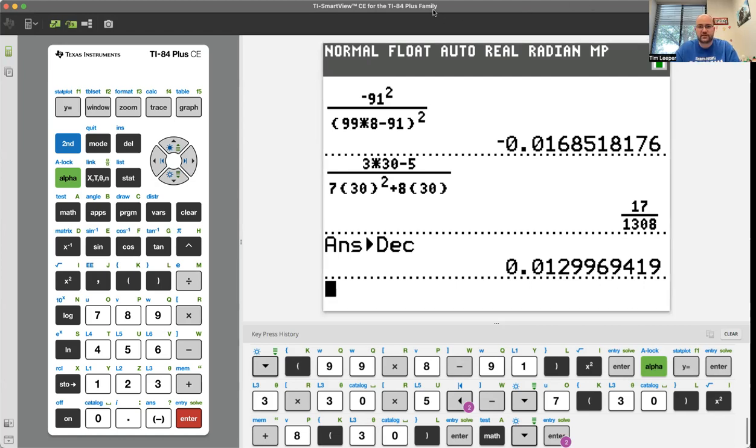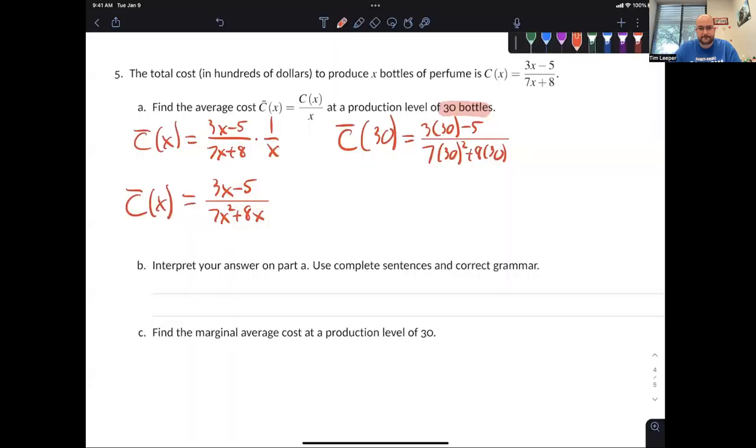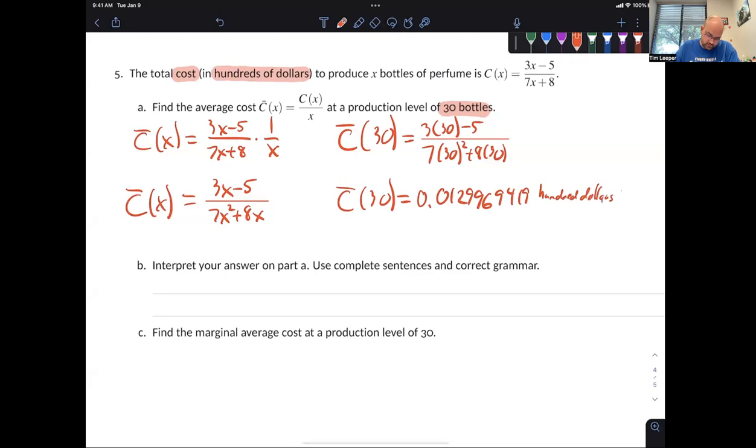So let's go back and look at the units. The cost is in hundreds of dollars. So we're going to take whatever answer we get here and multiply by 100 to get the number of dollars. So C bar of 30, technically, if we use the calculator, is 0.01299699419, and it's in hundreds of dollars per bottle. But what that means is that I can just multiply by 100 and see what we get from there.